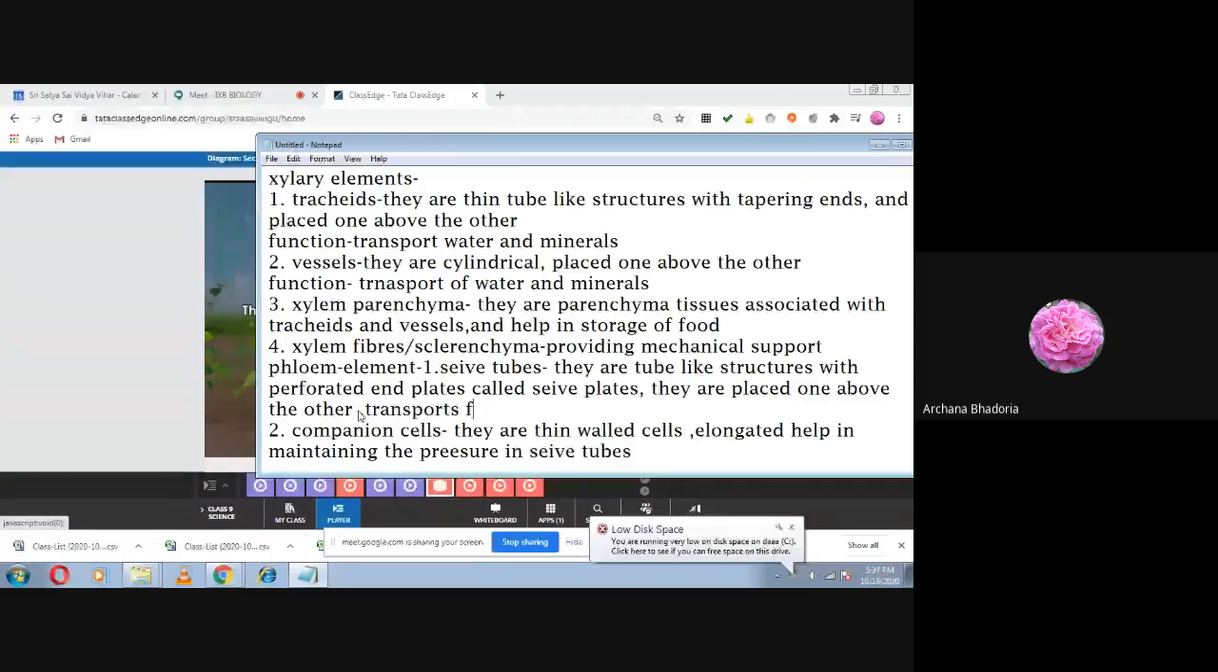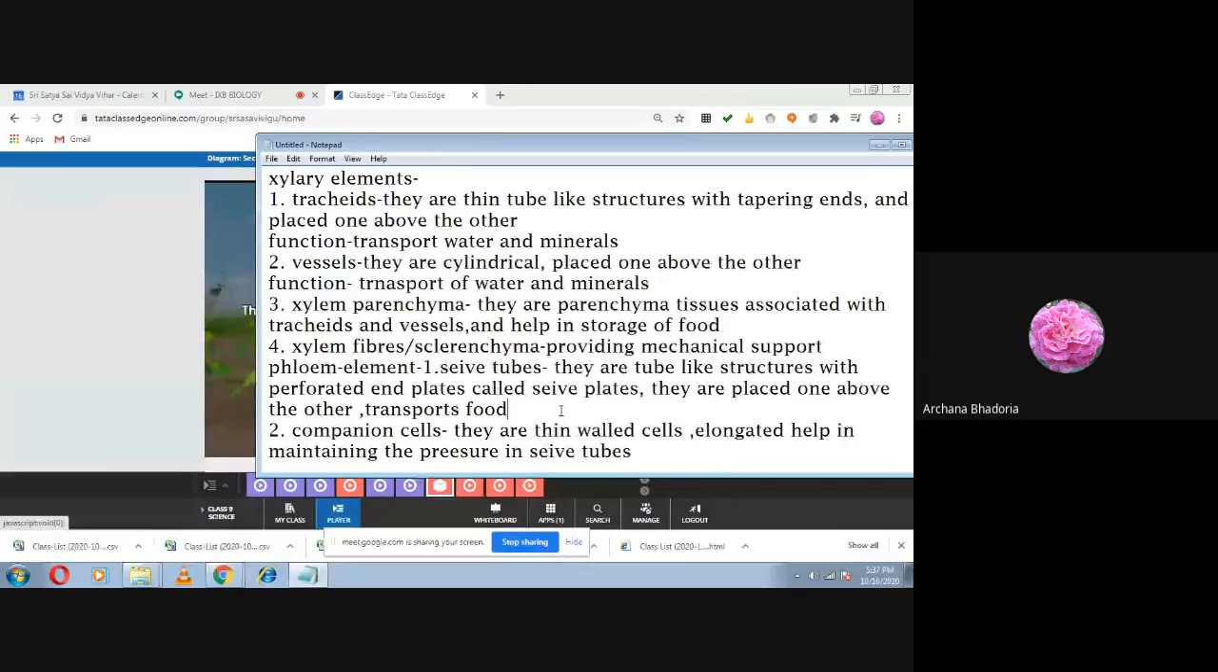So try to understand, children. The sieve tubes are helping in the transport of food. You can write down here the function: transports food. In the phloem tissue, there is only one element which is helping in the transport of food, that is the sieve tube. The other elements are associated with it, and they just help in supporting. Companion cells play a very important role. They are thin walled cells.